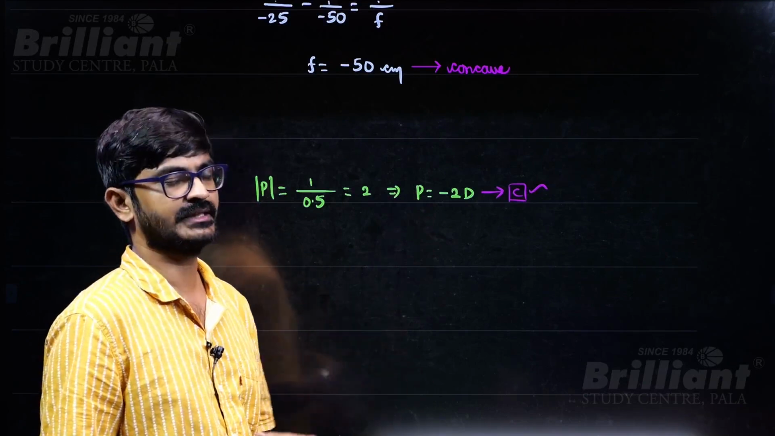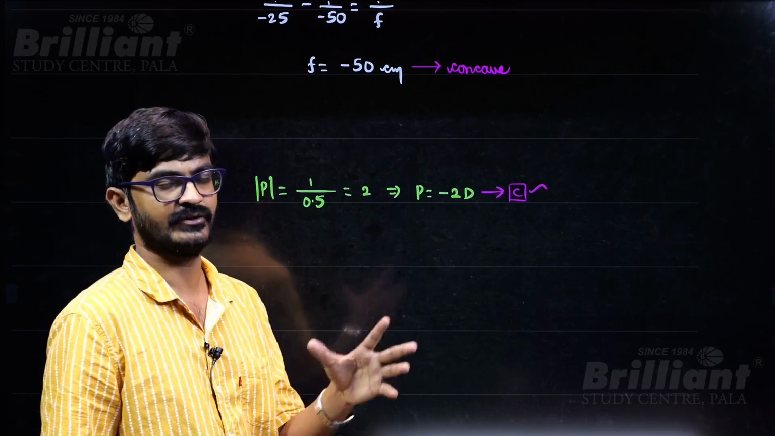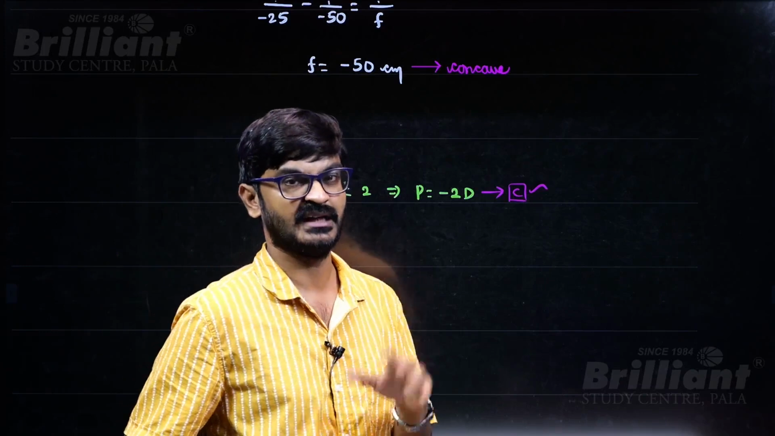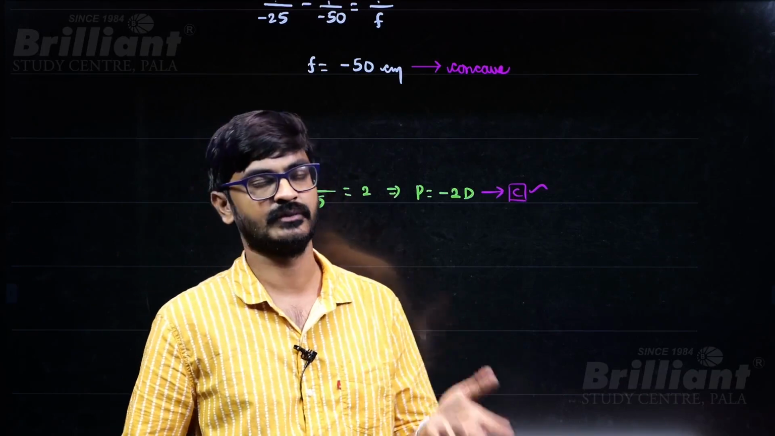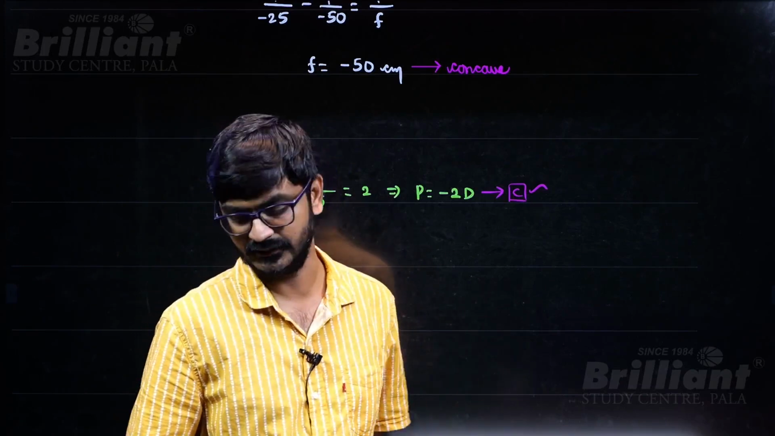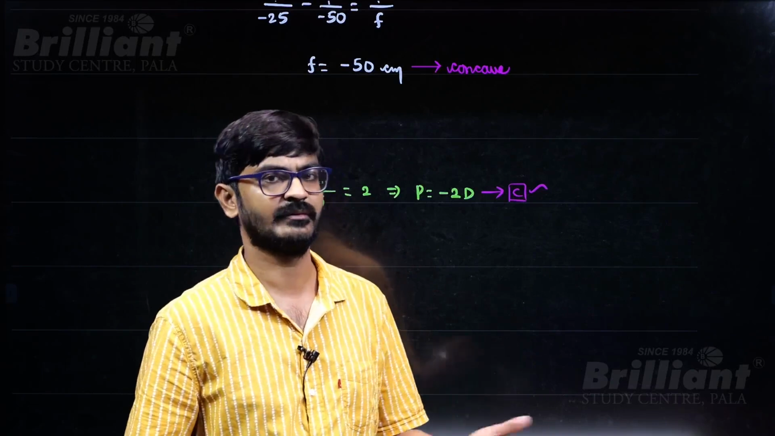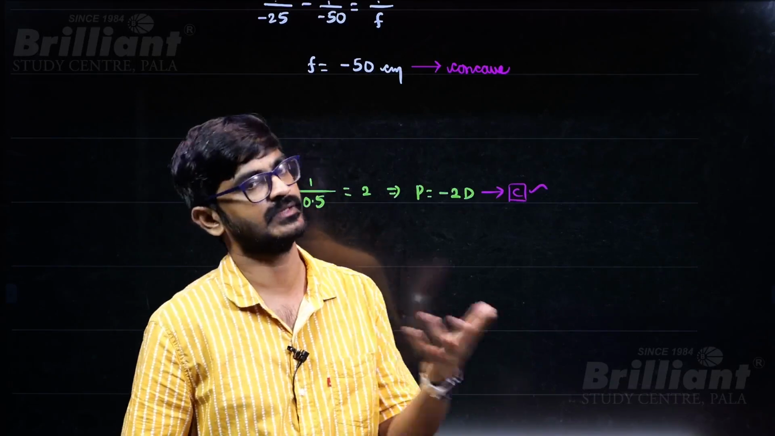So I won't be doing that. I will generally take power magnitude wise as 1 by mod f, and I will see if it is converging, power is going to be positive, if it is diverging, it is going to be negative. But if you want to use it, power of lens is going to be 1 by f, power of mirror is going to be minus 1 by f.